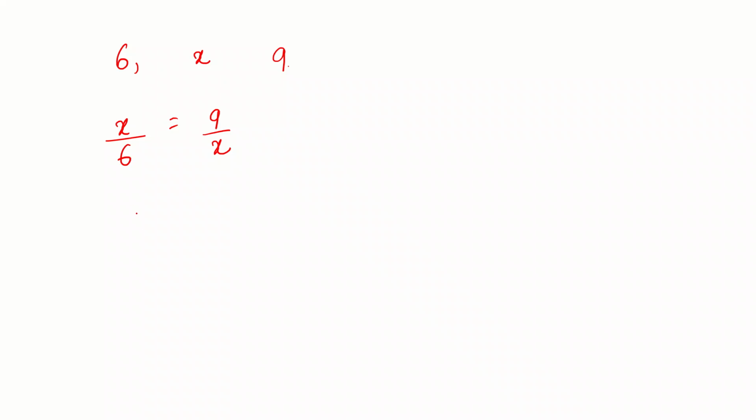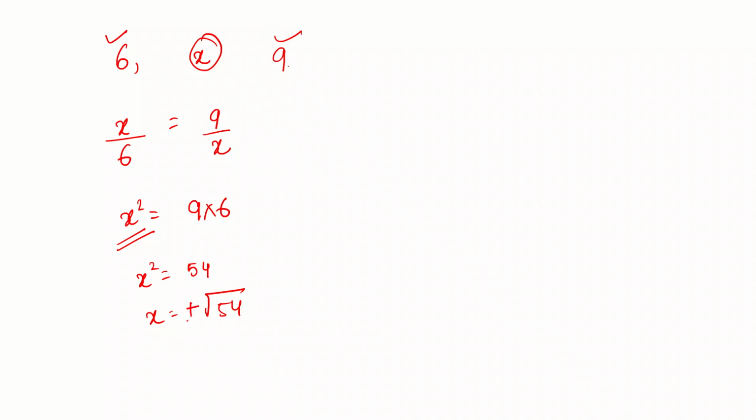We have x times x, which is x squared, is equal to 9 times 6. So that is why for three numbers to be in GP, the mid number squared is equal to the product of the extremes, which is 9 into 6. So we get x squared is equal to 9 6s are 54, and then we get x is equal to root over 54, with a plus or a minus. So this is called the geometric mean of 6 and 9.